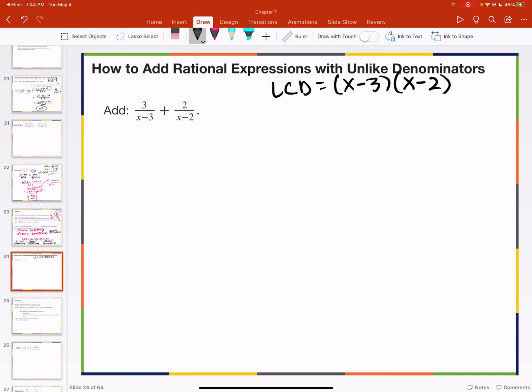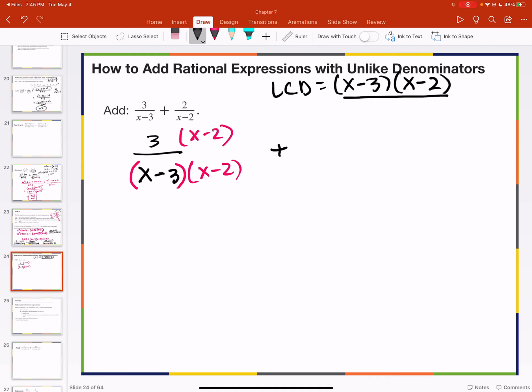So what does that mean? That means I need to change both of these to have this denominator. So we have 3 over x minus 3, and I'm going to multiply top and bottom by x minus 2. Make sure that you understand you're multiplying the entire denominator. And then plus 2 over x minus 2, and I'm going to multiply top and bottom by what's missing. In this case, I'm missing x minus 3.